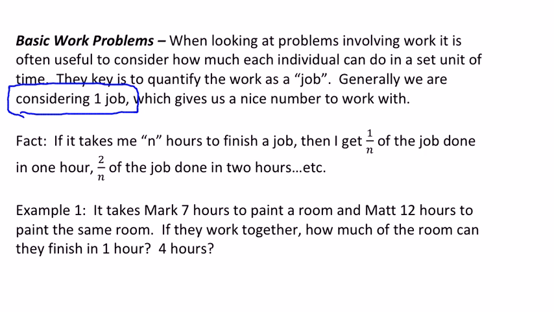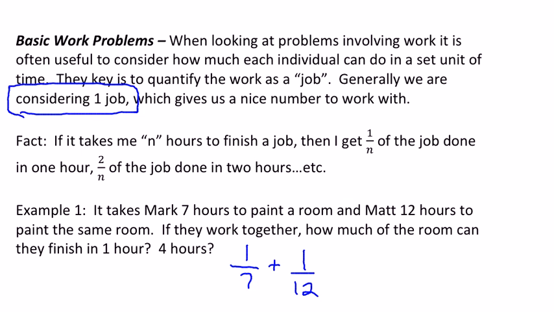So example 1: it takes Mark 7 hours to paint a room, and Matt 12 hours to paint the same room. If they work together, how much of the room can they finish in 1 hour? Well, we start by creating rates. How much of the room does Mark get done in that 1 hour? Well, he gets 1/7. How about Matt? Well, Matt gets 1/12. And so together, we're just going to add the amount they got done per hour together, and that's going to give us how much they get done together in 1 hour.